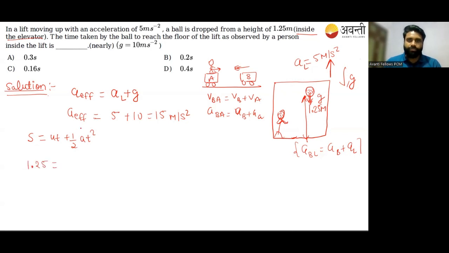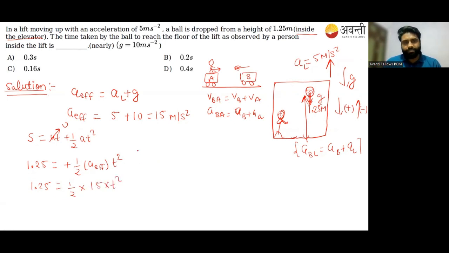1.25 meter is equal to, this ball is just dropped, so the initial velocity of the ball would be 0, plus 1 by 2 times. I have considered the downward direction as positive and the upward direction as negative. So that is why the effective acceleration acting on the ball acts in the downward direction. So I have considered a effective as positive, into t square. And that is why this 1.25 also comes as positive. So 1.25 equals 1 by 2 multiplied with 15 times t square.